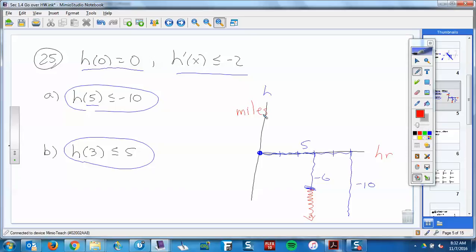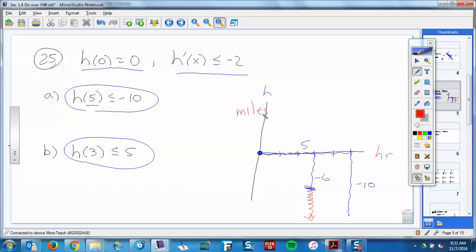So what is this one saying? No, not 5 miles. That's the input. That's the x. That's hours, right? At 5 hours, you have to be 10 miles west. Doesn't that make sense? If we start at Bismarck and we go 2 miles an hour to the west, after 5 hours, we have to be at least 10 miles to the west. But we could be farther, right? Because we could be going 3 miles an hour west or 4 miles an hour west, right?